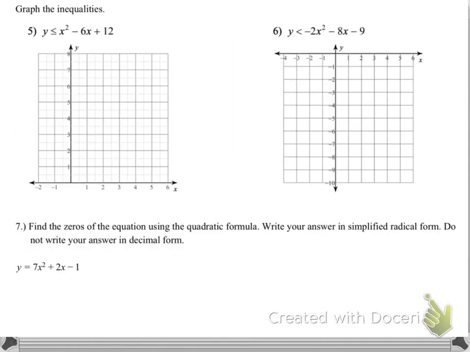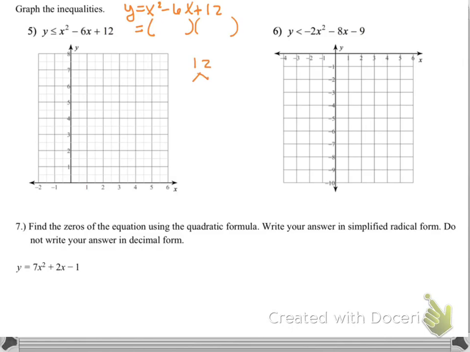Number 5, we have to graph our inequality. I'm going to just write this as an equation first. Y equals x squared minus 6x plus 12. Okay. I'm going to think about this. Can I factor this first to find my x-intercepts? I need two numbers that multiply to 12 and add to -6.